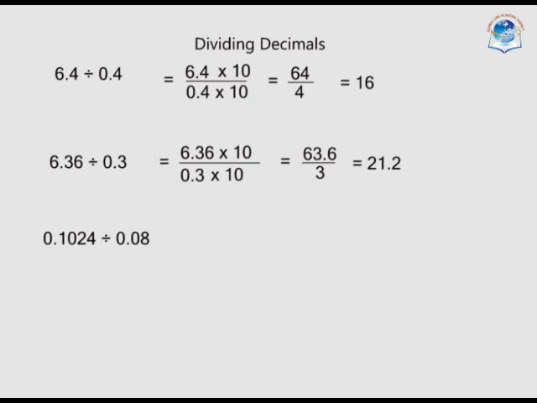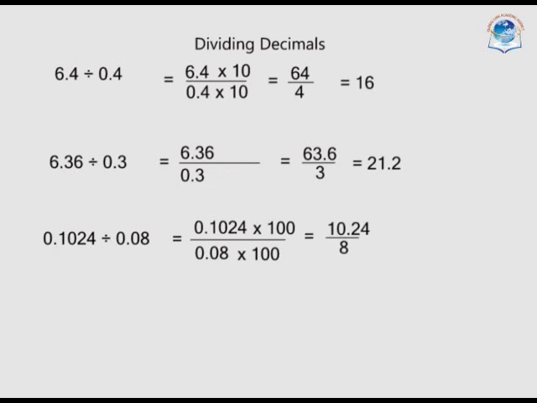Finally, 0.1024 divided by 0.08. That is equal to 0.1024 over 0.08. We make the denominator whole by multiplying it by 100, but we also do the same with the numerator. 0.1024 times 100 over 0.08 times 100. That is equal to 10.24 over 8, and that gives us 1.28.